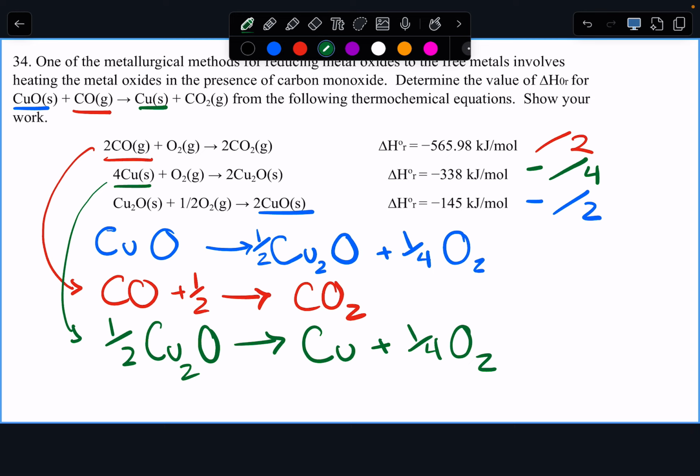Okay, I'll talk through the logic in just a second, but I'm going to go ahead and calculate it for those of you that are almost there and just want to check.